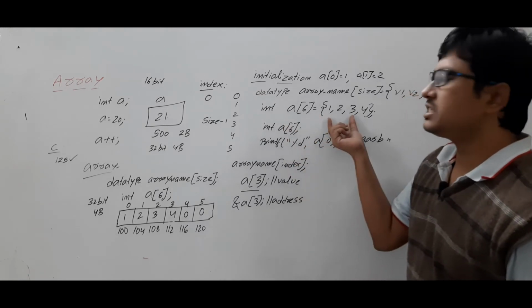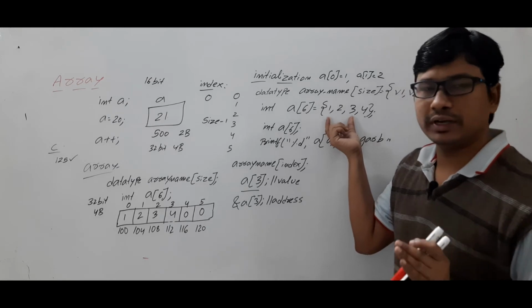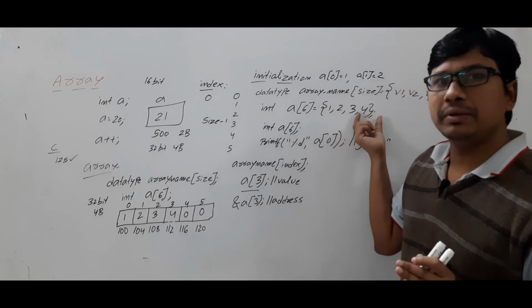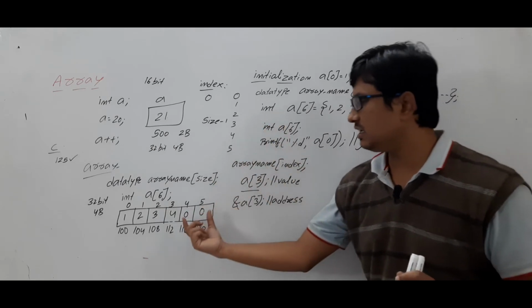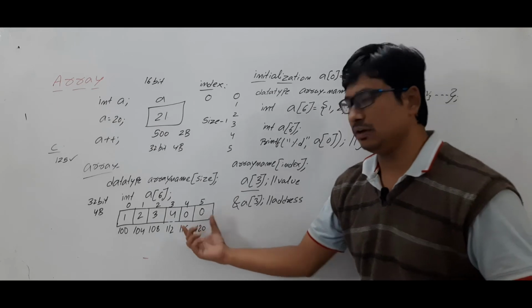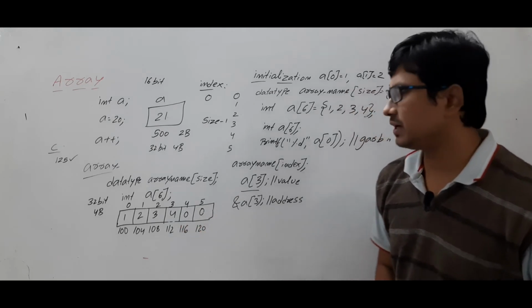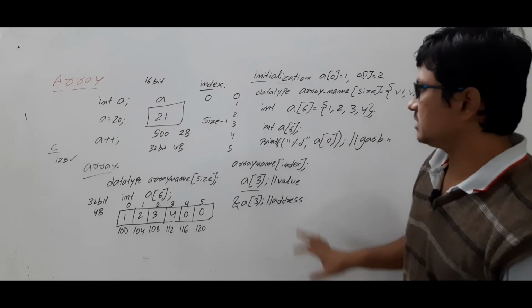However, if you initialize a few of the elements, even one element is okay, then the remaining elements will consist of values depending on the data type. If it is an int, it will consist of value 0. If it is a char, it will consist of value null. Is it clear? Are you able to understand this point? Okay, so this is about initialization.